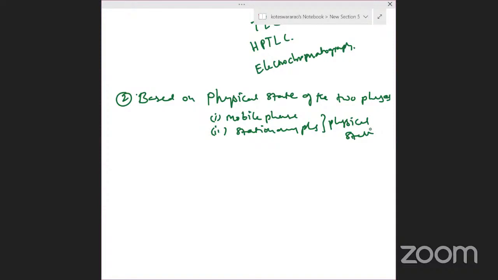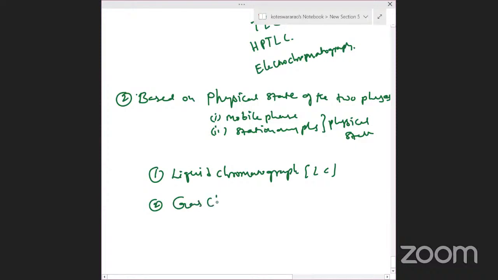Depending on the physical nature of the mobile phase, we have two general categories of chromatography. One is liquid chromatography. Another one is gas chromatography, which is indicated with GC.